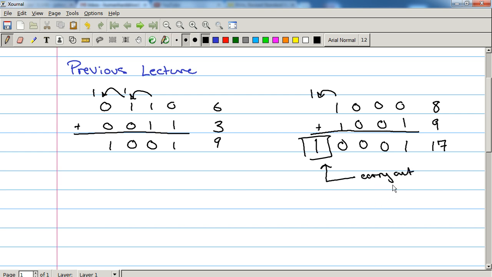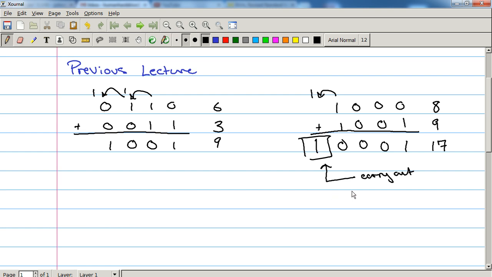Carry out is the name given to the bit that occurs after a single bit or multiple bit arithmetic operation. Carry out's the extra bit if you have something left over. So you can perform a single bit operation, get a carry out, or you can perform a 4-bit operation and get a carry out. It's whatever is left over at the end.